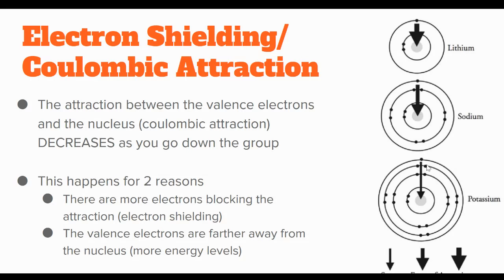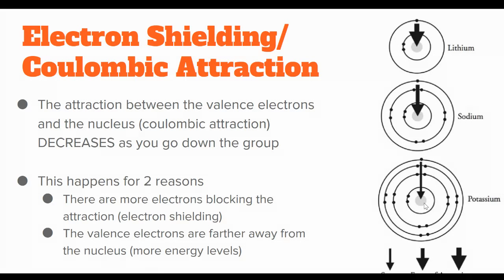And there's 2 reasons for this. The first one is what we just talked about, which was electron shielding. So for lithium, there's only 2 electrons between our valence electron and our nucleus. Whereas with sodium, there's 10 electrons between our valence electron and our nucleus. And then potassium, there's 18 electrons in between. So basically all these electrons, they're blocking the attraction between our outermost electron and our nucleus.